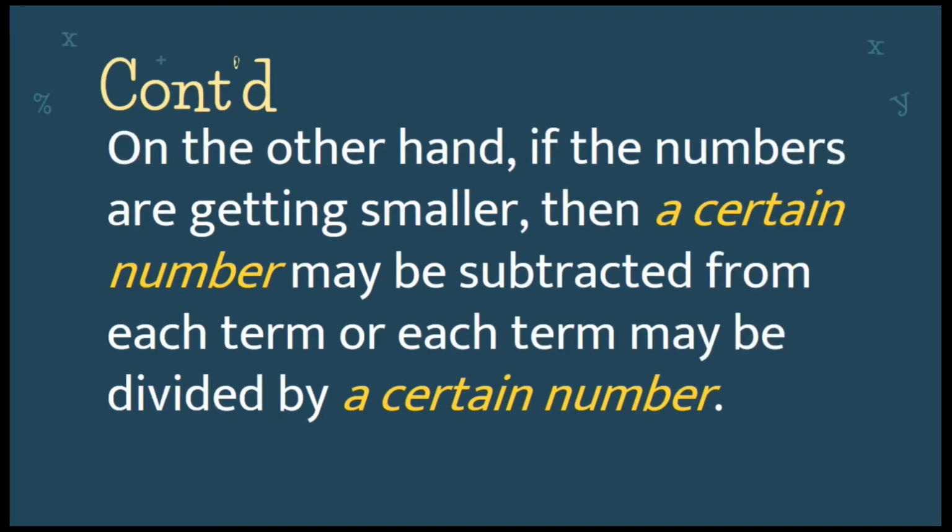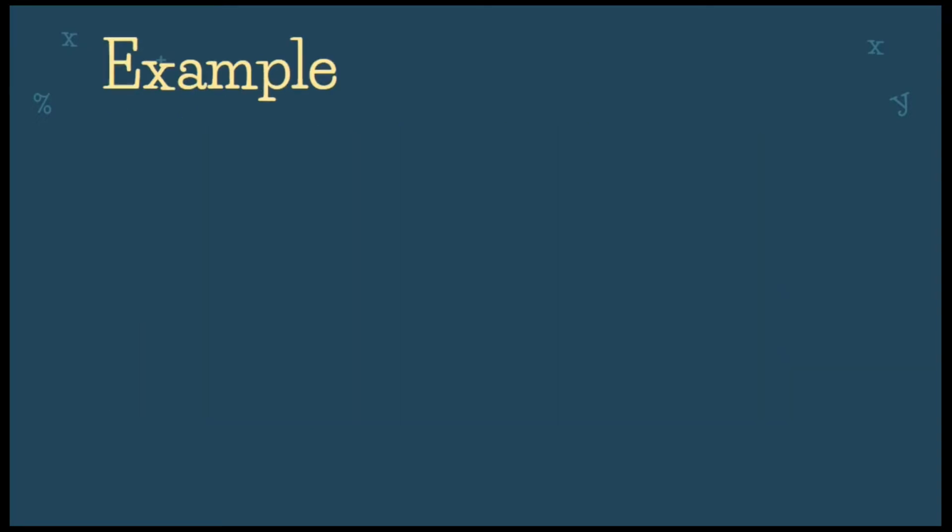On the other hand, if the numbers are getting smaller, then a certain number may be subtracted from each term, or each term may be divided by a certain number. What this implies is that the only way numbers in a sequence can get smaller is when a certain number has been either subtracted or divided from the previous or preceding term. Let's look at an example.